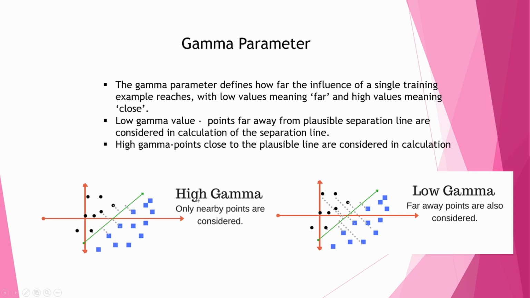As you can see here, with high gamma, only nearby points are considered. So if we have a high value of gamma, we are going to consider these points which are close to the hyperplane, and we can ignore these points which are far away from the hyperplane. And if we have a low gamma, we are going to ignore these points which are close to the hyperplane, but only consider these points which are far from the hyperplane.